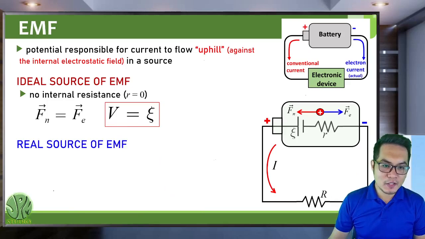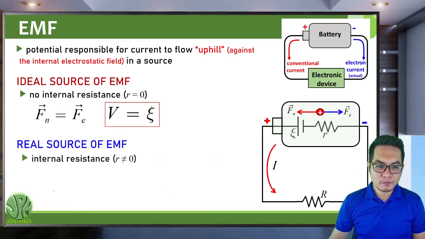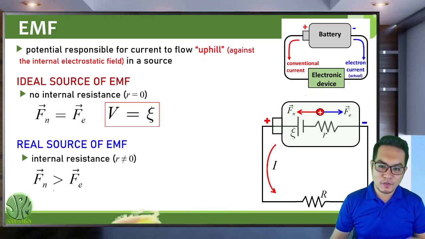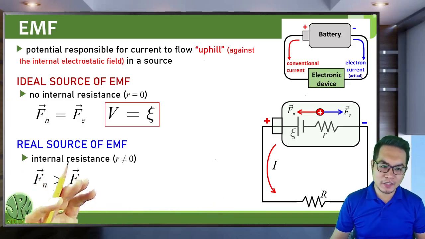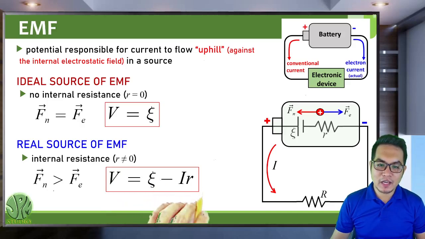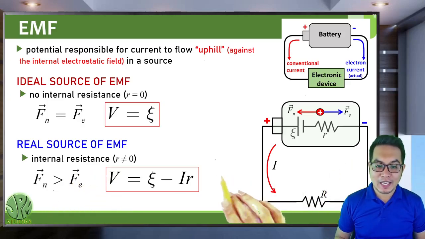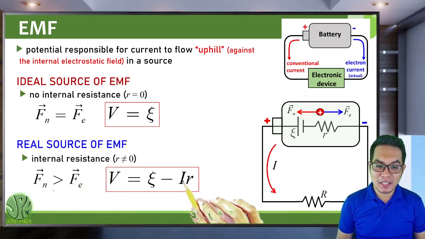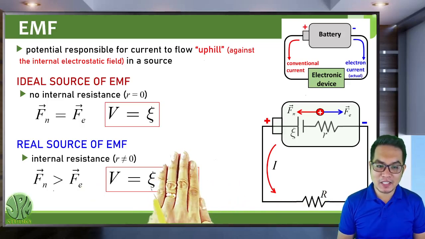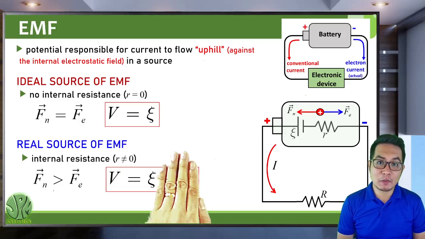But if you have a real source of EMF, the internal resistance is no longer zero, then the non-electrostatic force overcomes, or is much greater than, the electrostatic force. In this case, the potential of the battery is the EMF minus I times r. But take note, if there is no current I flowing through your battery, then the potential of a real battery is just equal to the EMF.